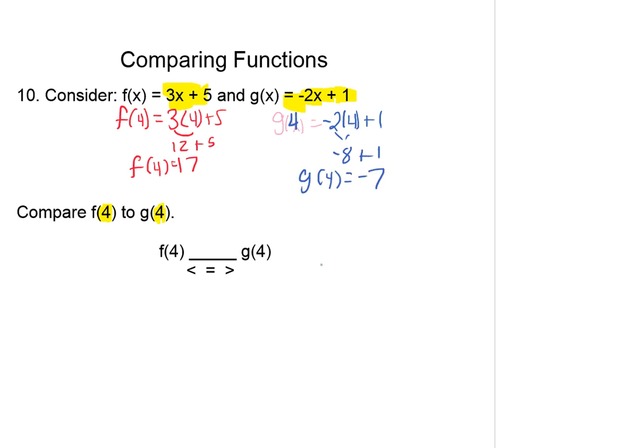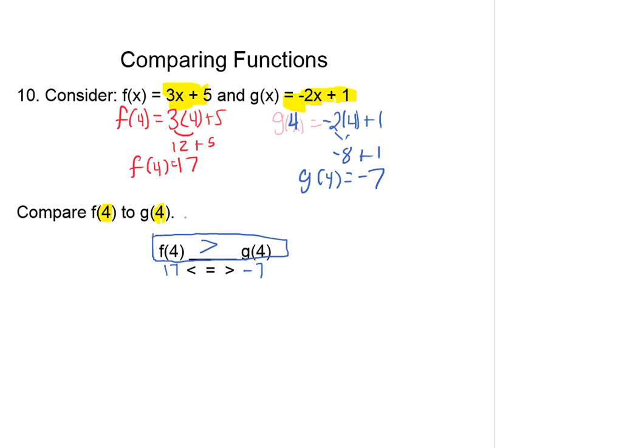All right, so now it says compare f of 4 to g of 4. So that means use less than, equal to, or greater than. Well, let's look. F of 4 was 17. G of 4 was negative 7. So is 17 less than, equal to, or greater than? It is greater than. So that means that f of 4 is greater than g of 4. And there is our correct answer.